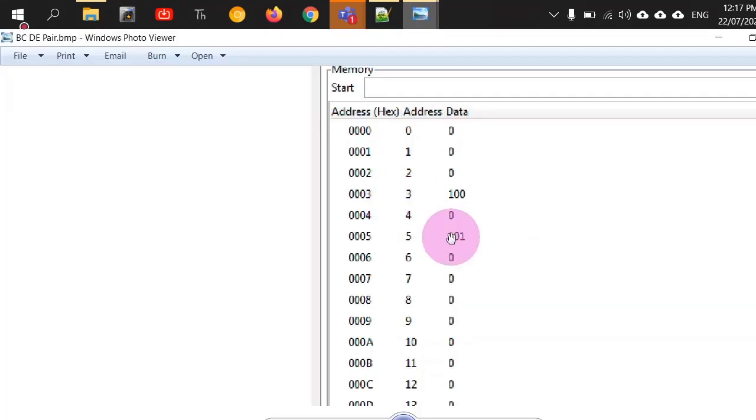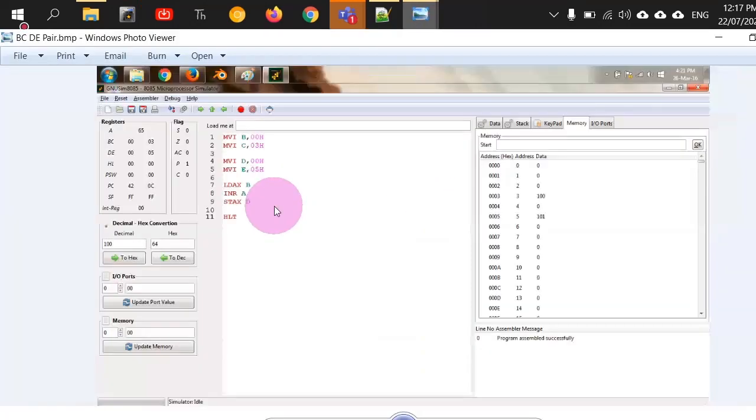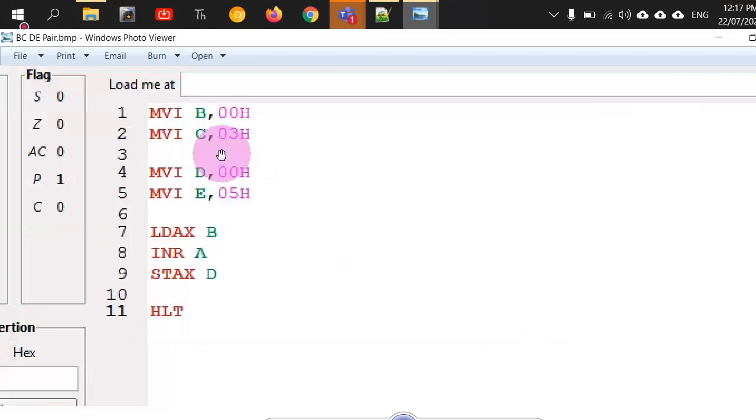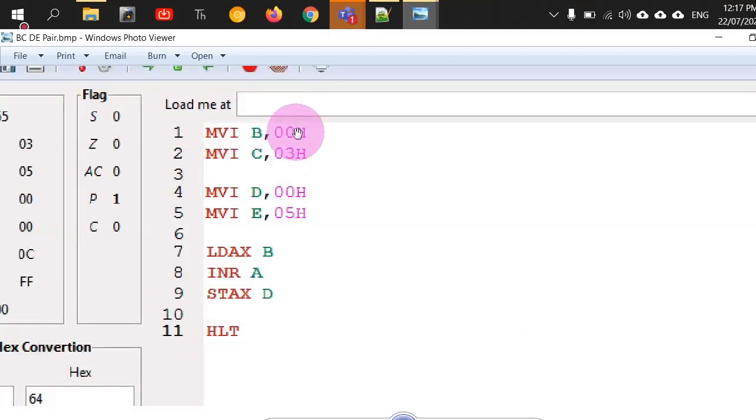So now we are going to do the same thing through the BC register pair and DE register pair, right? So here is the simple program for that. First of all, I have kept 0003 in the BC register so that I can take the data from that position. After adding 1 to it, I have to store it at 0005. So I have already pre-fed this DE register pair with 0005, right?